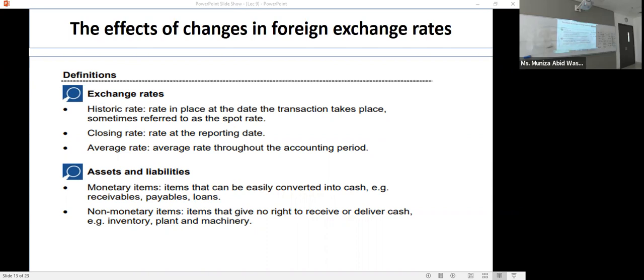Non-monetary items are simply fixed assets, including inventory as well. Non-monetary items are those which are not in the form of cash and cannot be easily converted into cash.